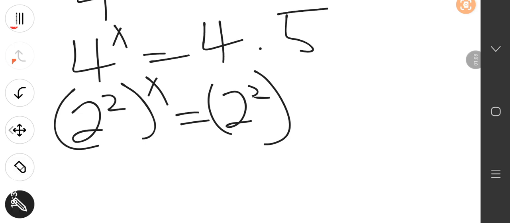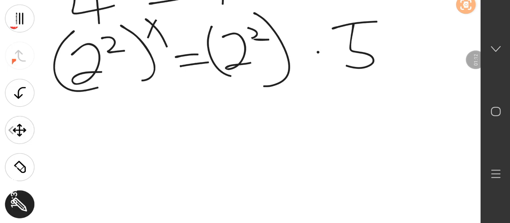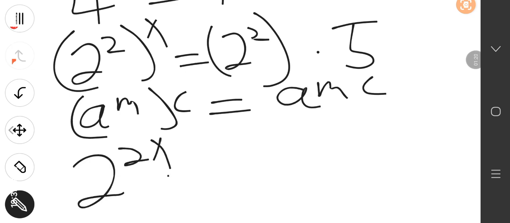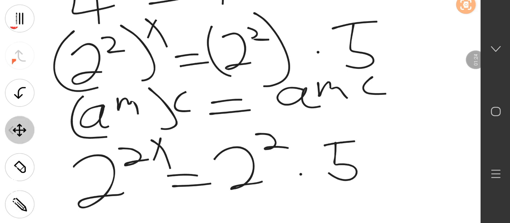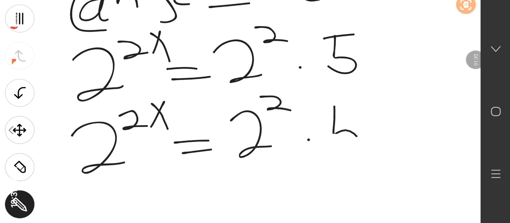Times 5. Alright, so we are going to apply the power of a power rule here. So a^m to the power c equals a^(mc). So you're going to have 2^(2x) equals 2^2 times 5.